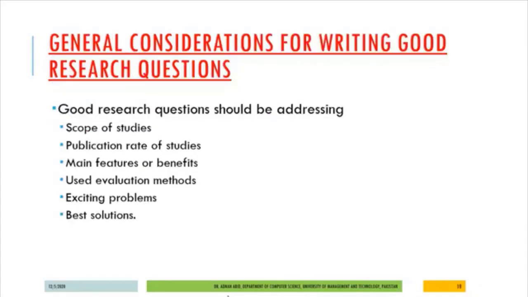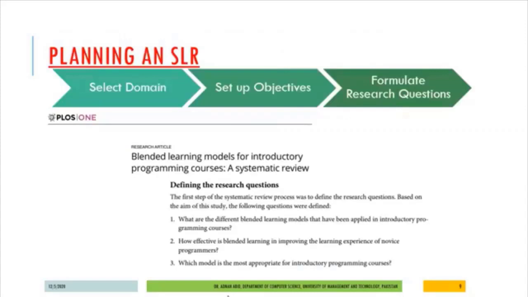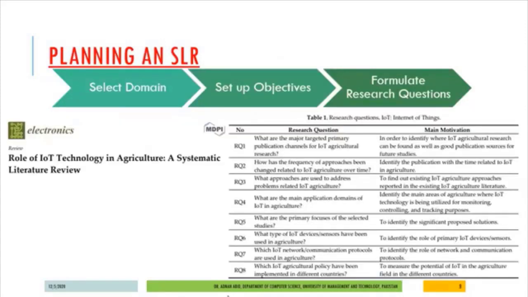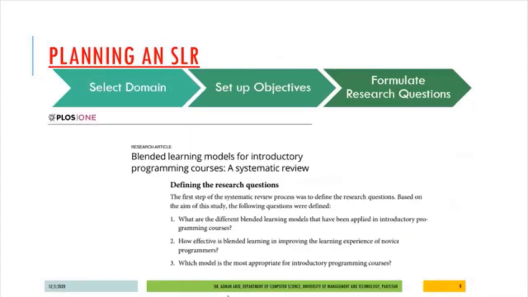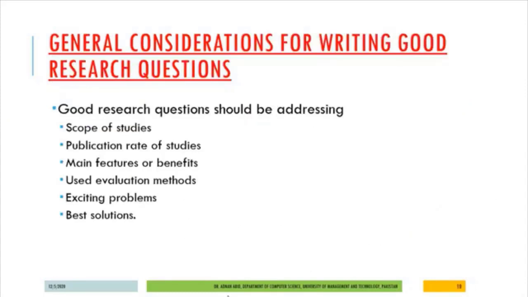So the next thing is general considerations for writing good research questions. Once we have this planning part, we have already seen a couple of examples, and with these examples, we are pretty comfortable with the types of questions that are there. So let me give you some good general guidelines about writing good research questions with reasonable objectives and motivations.